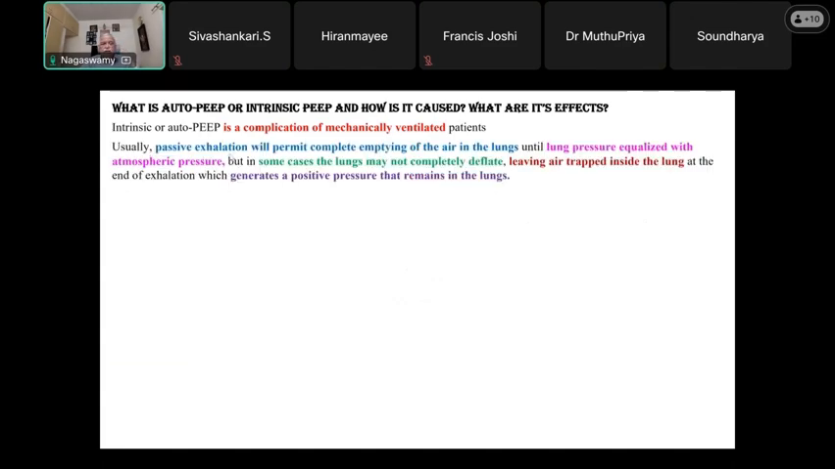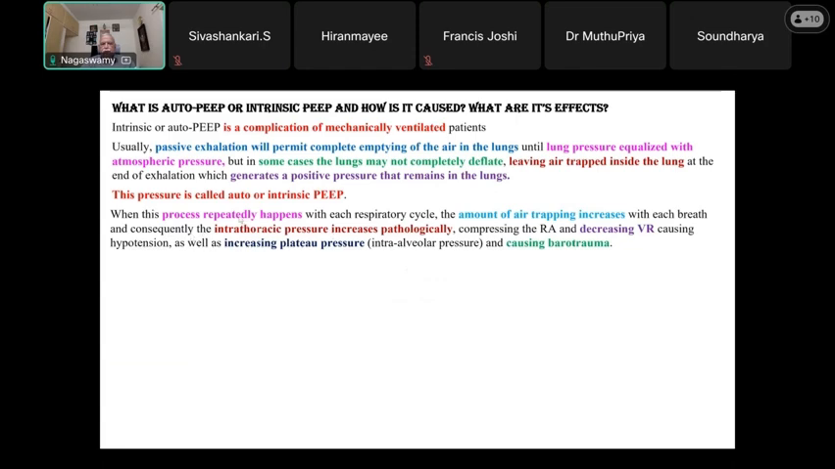Usually passive exhalation will permit complete emptying of the air in the lungs, and the lung pressure should become equal to atmospheric pressure at the end of exhalation. But in some cases the lungs may not completely deflate. They may have air trapped inside the lung at the end of exhalation and generate a positive pressure that remains in the lung. That is the mechanism of how auto PEEP comes about. So this PEEP, which is due to inadequate exhalation of alveolar air, is the reason for the auto or intrinsic PEEP. And this process repeatedly happens.